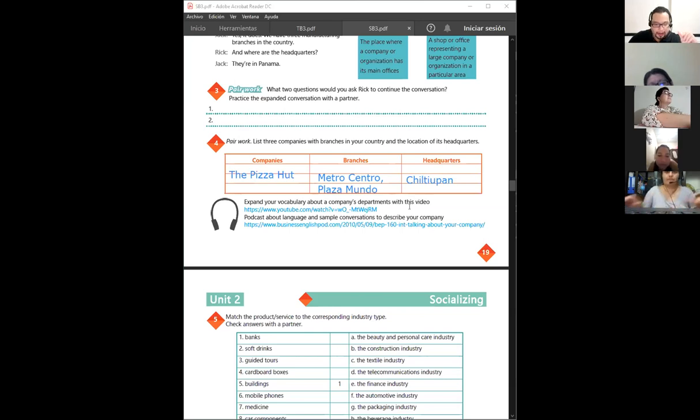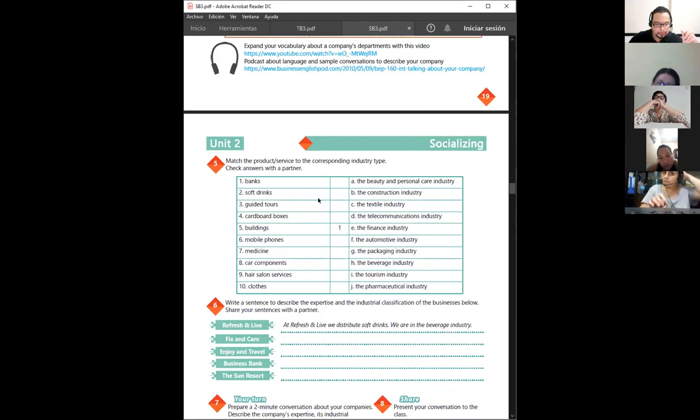Okay, very good. Now what we're going to do right now, we're going to move to this part. Let me erase this one. We are going to work in pairs. Flor is going to work with Carla and Wendy is going to work with Julia. You need to match these companies or services with the description, with the product or service they provide.